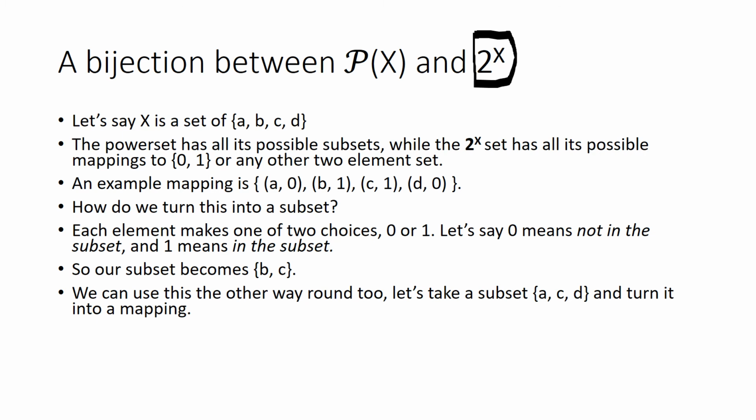Now can we do it the other way around? Yes, let's take a subset, A, C, D. It's just an arbitrary subset which is part of the power set, and turn it into a mapping which is part of the 2 to the x set. Here's the mapping. Now where do we get this from?